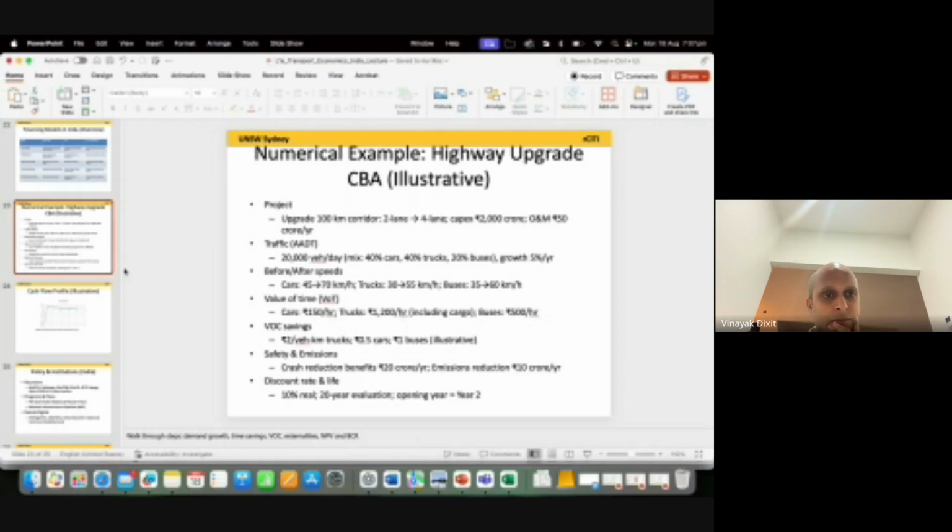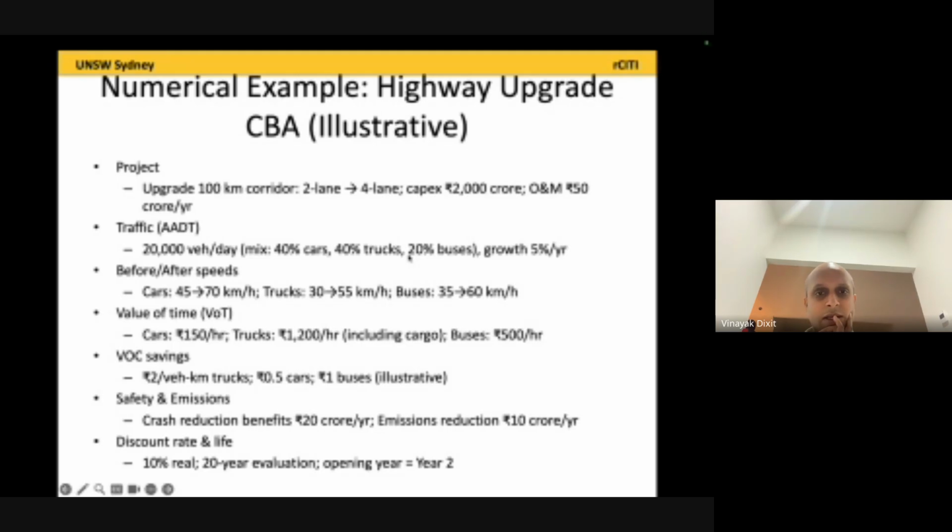The way I'm going to approach the next session is to put forth an example. Let me share my screen first. Can you see it? Yes, sir. So I'm going to give an example, where we'll do a cost benefit analysis of a particular project which we have made up.